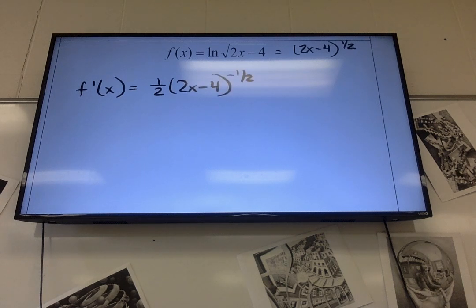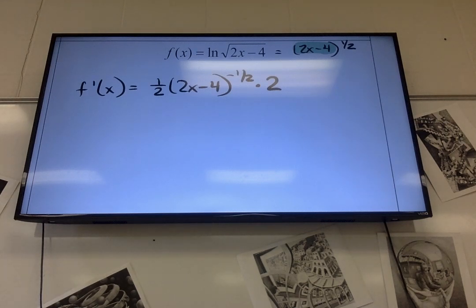Top 2. There you go. And don't forget, you have to do the chain rule here. So you're also going to have to take the derivative of what's inside there. So I took the derivative of the whole thing. I don't even divide. No, we're about to divide. Yeah, we are. We're not done.